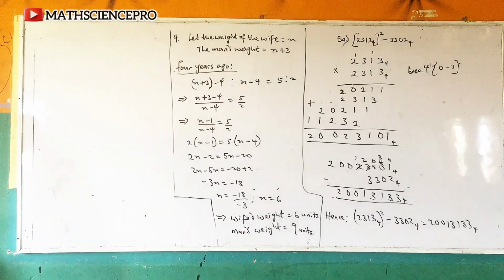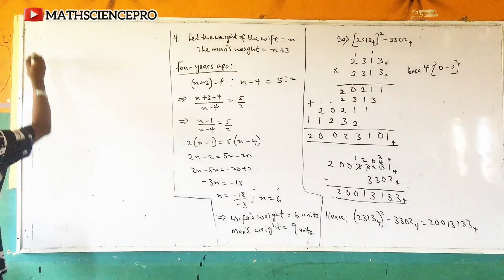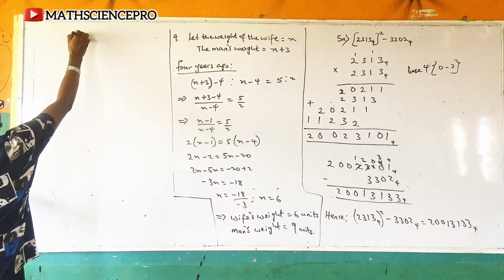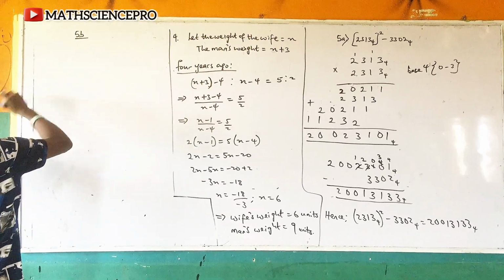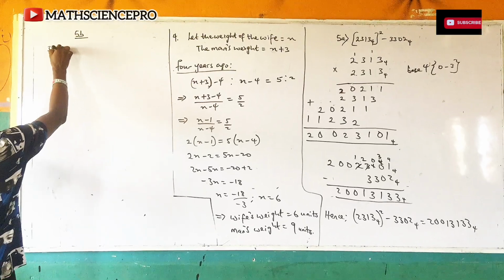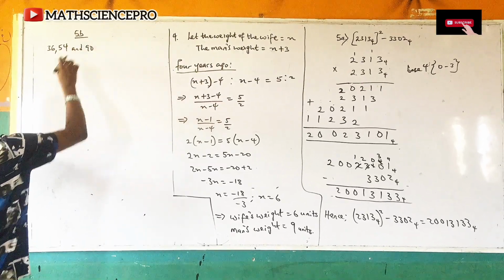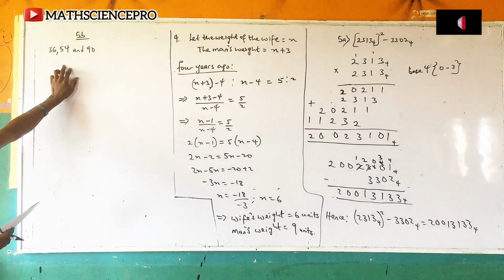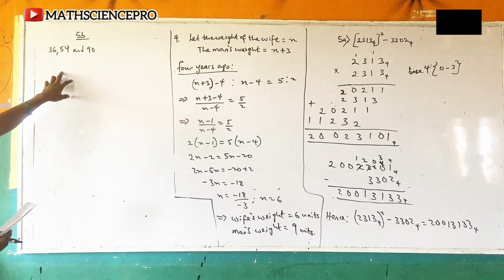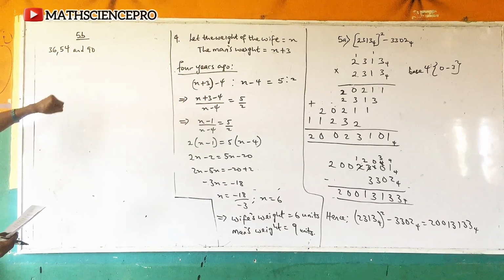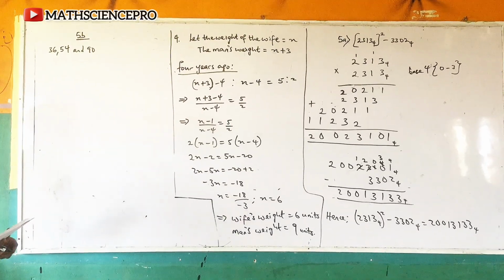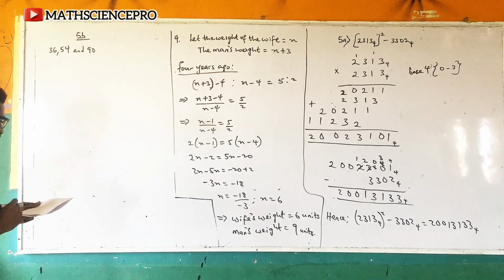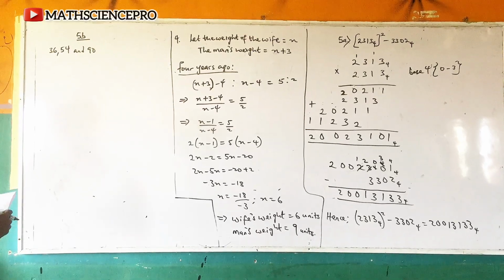So the next question, which is 5B, says divide the LCM of 36, 54, and 90 by their HCF. So it means work on these three numbers, get the LCM. Work on these three numbers, get their HCF. Now the result for the LCM should be divided by the result of the HCF. So divide the LCM of 36, 54, and 90 by their HCF.